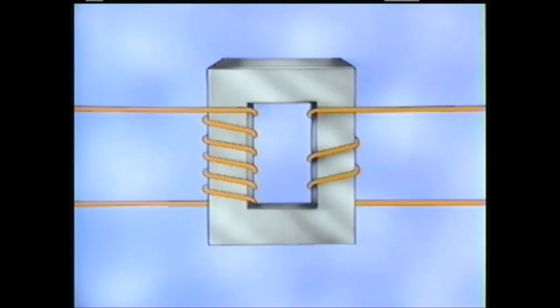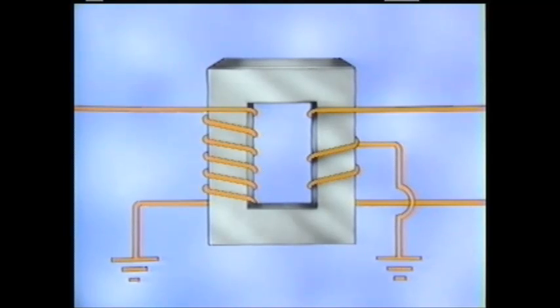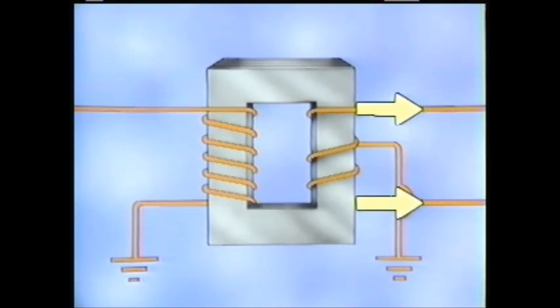In this example of a step-down transformer, one end of the primary winding is grounded. A tap coming off the center of the secondary winding is also grounded. This results in one primary lead coming into the transformer and two secondary leads, plus a ground coming out of the transformer.